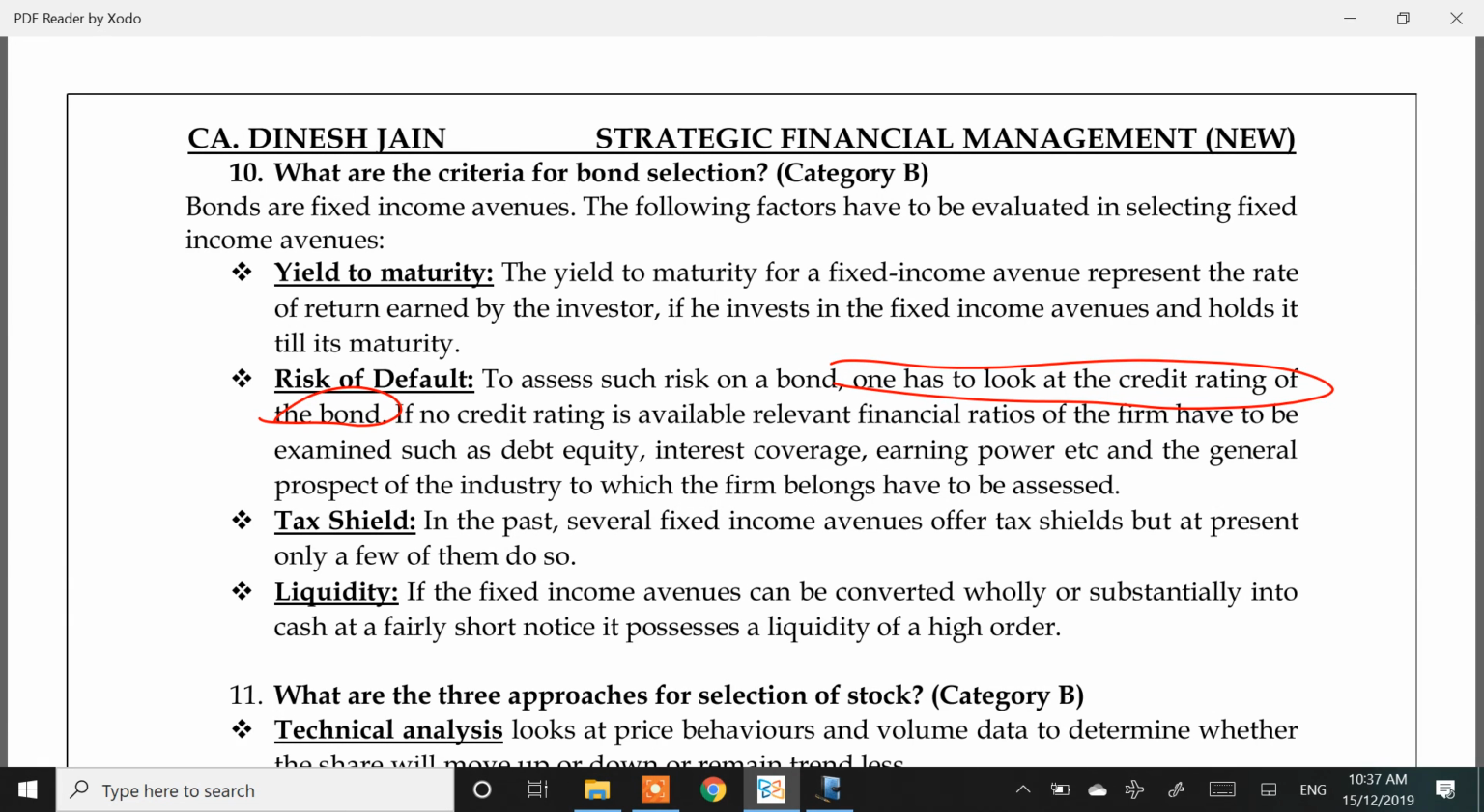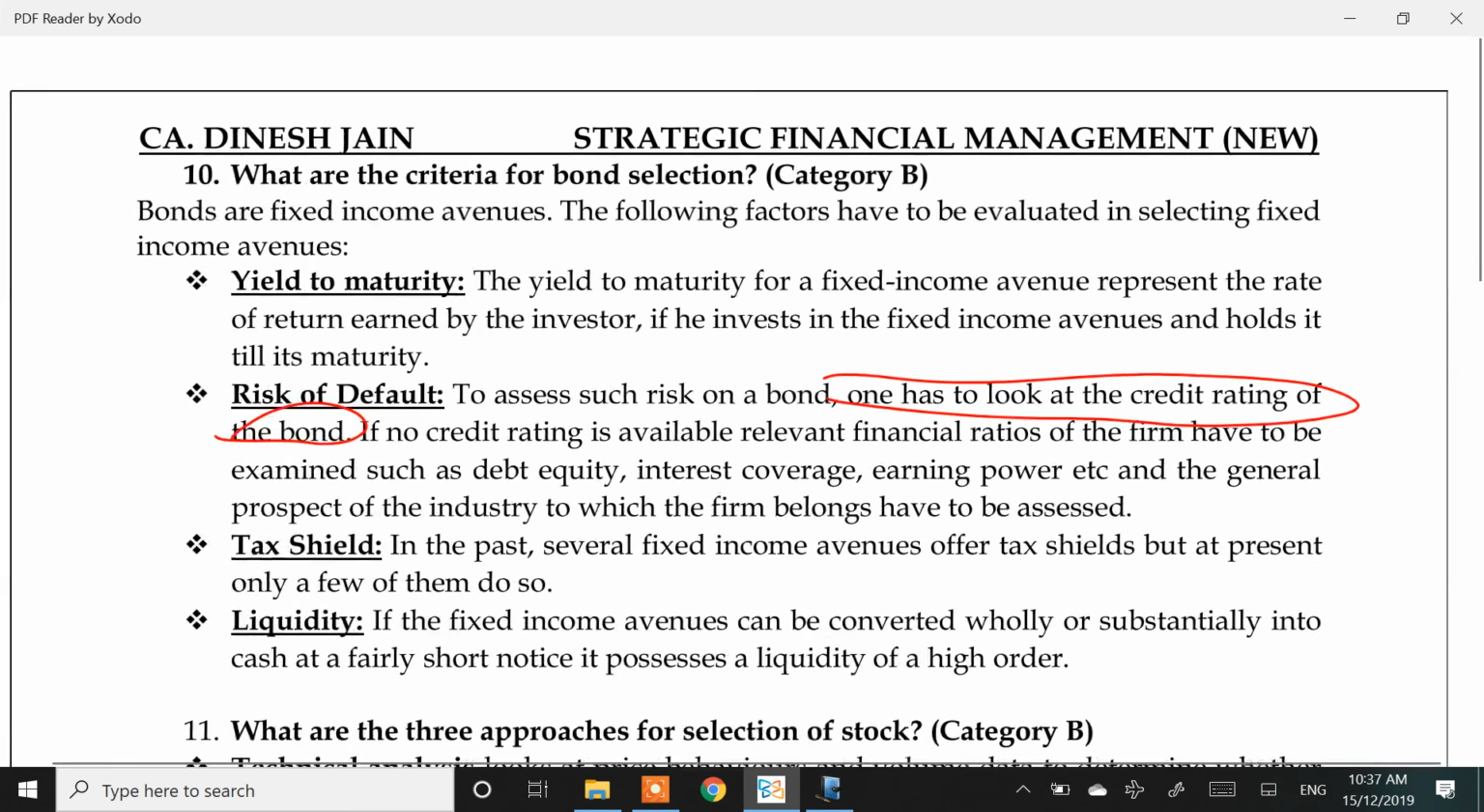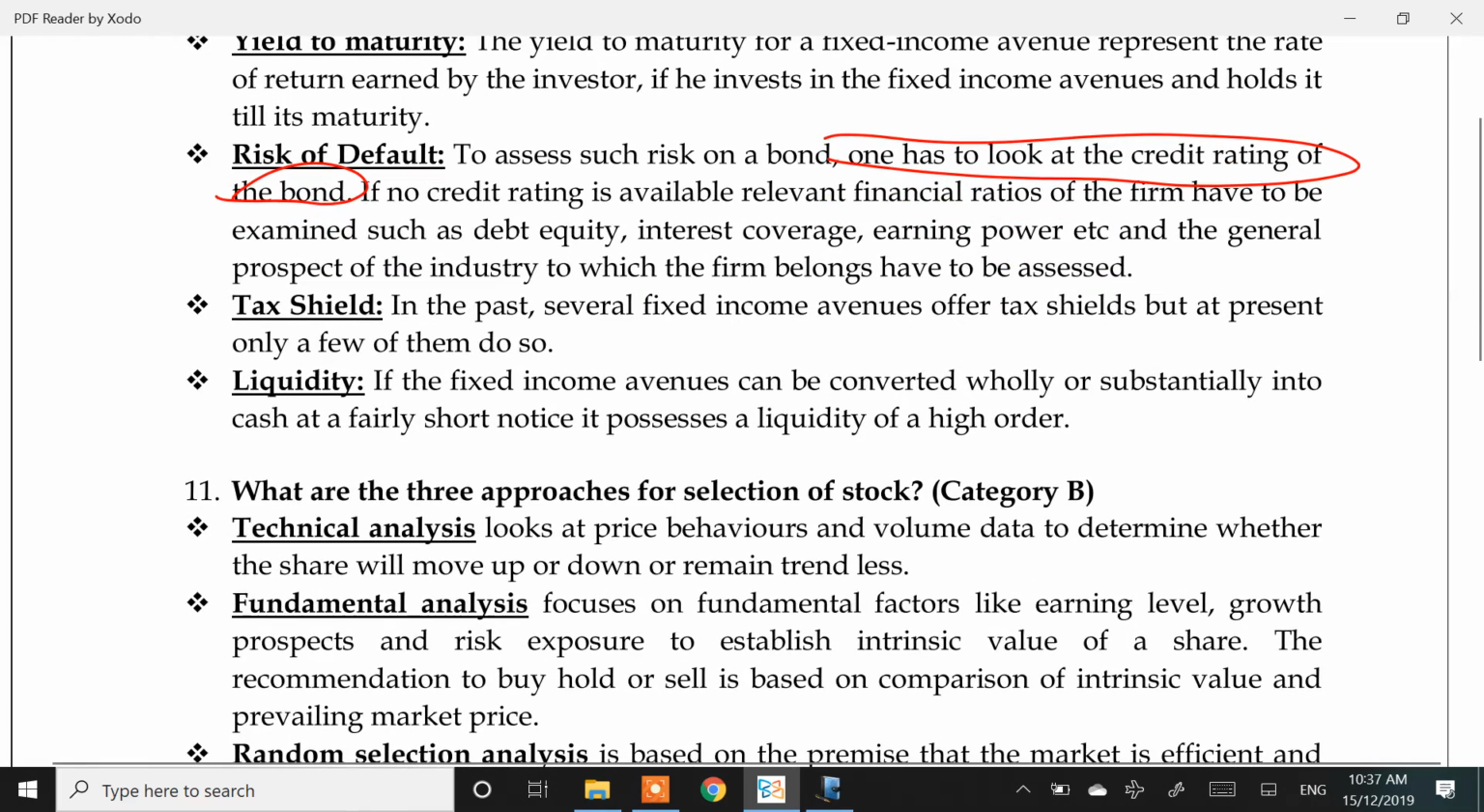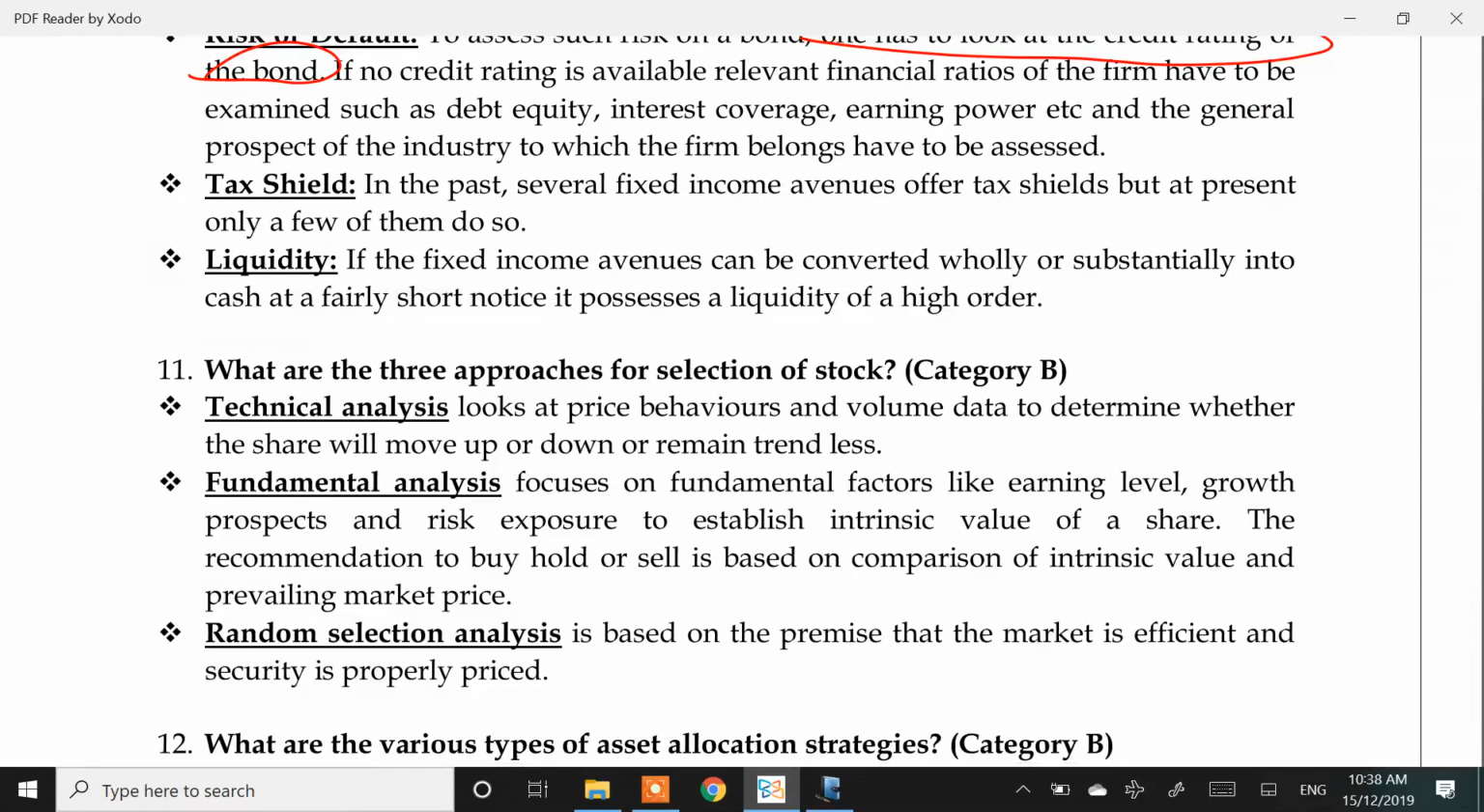What are the three approaches for selection of stock? We have seen this earlier. The two main approaches are technical analysis and fundamental analysis. These are the only two approaches. The third approach they are saying is random selection analysis. You can end up buying any security, you can end up selling any security. Technical analysis looks at the price, past prices. Fundamental analysis looks into factors like earning level and growth prospects, and random selection assumes the market is efficient and the security is properly priced.